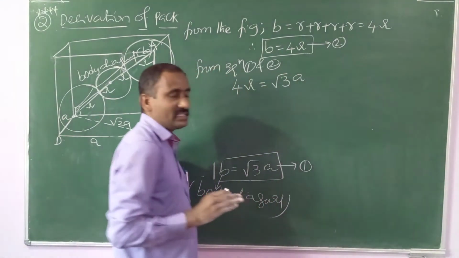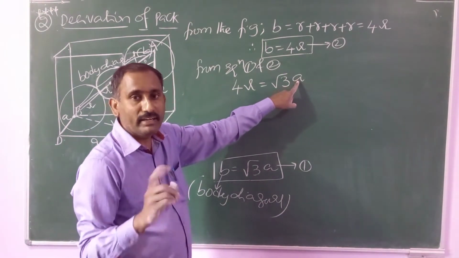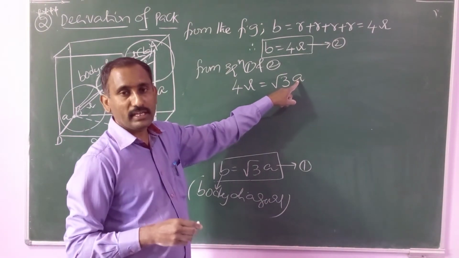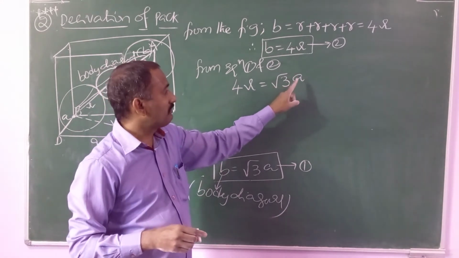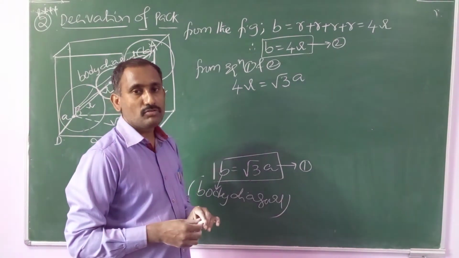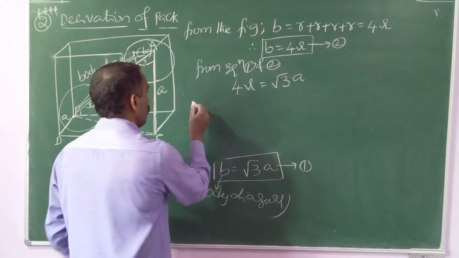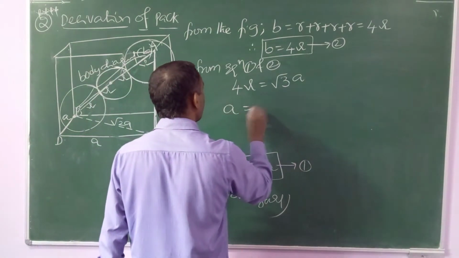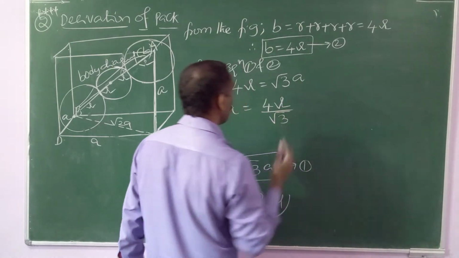In all the derivations, my advice is, first of all you have to separate edge length A. Why do we have to separate edge length A? We have to calculate the total volume of the unit cell. That sequence you should remember. After comparison, immediately you have to separate edge length A, in order to calculate the total volume of the unit cell. So A equals 4R by root 3.